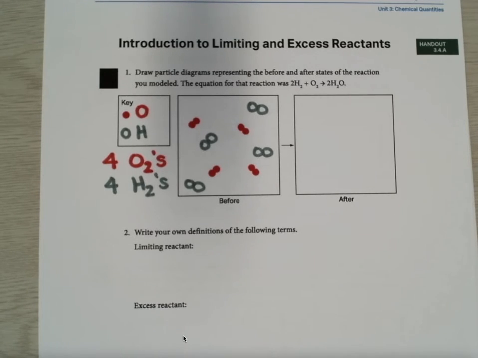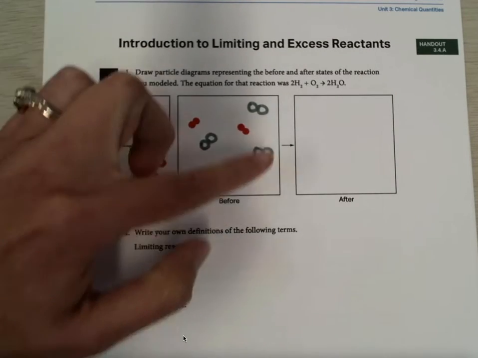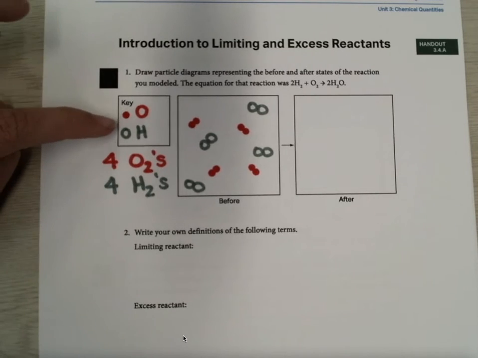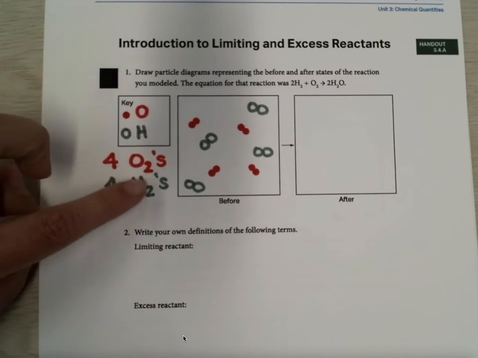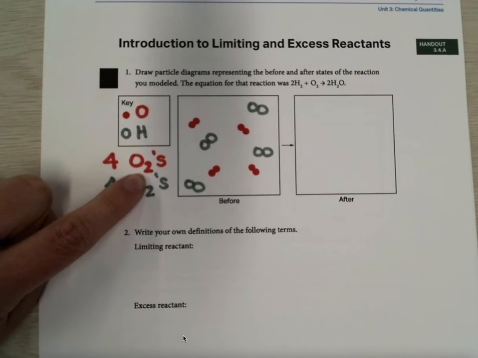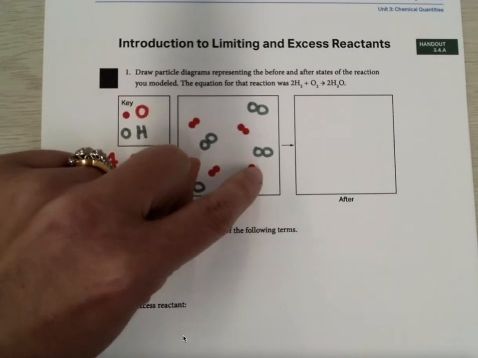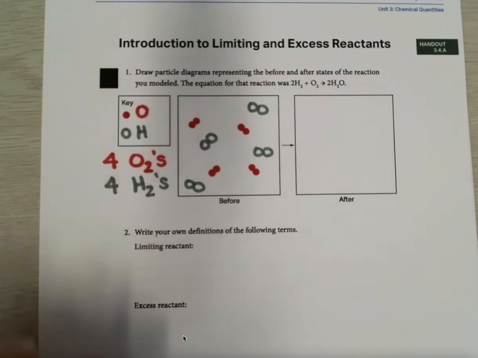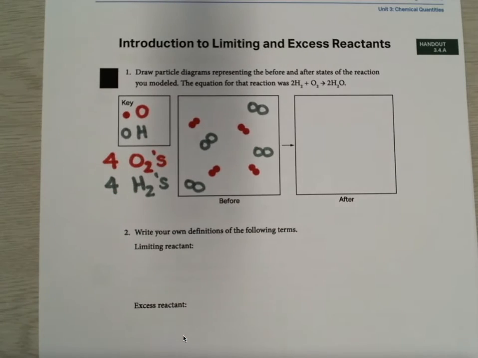Okay, so we're going to start with question 1. It says draw particle diagrams representing the before and after states of the reaction you modeled. So you weren't here to model this reaction, but we're going to start here. I'm using red for oxygen. Remember, I'm going to draw 4 molecules of oxygens. Oxygen is diatomic, so I have 1, 2, 3, 4, but there's 2 each. So there's 4 diatomic oxygens shown here.